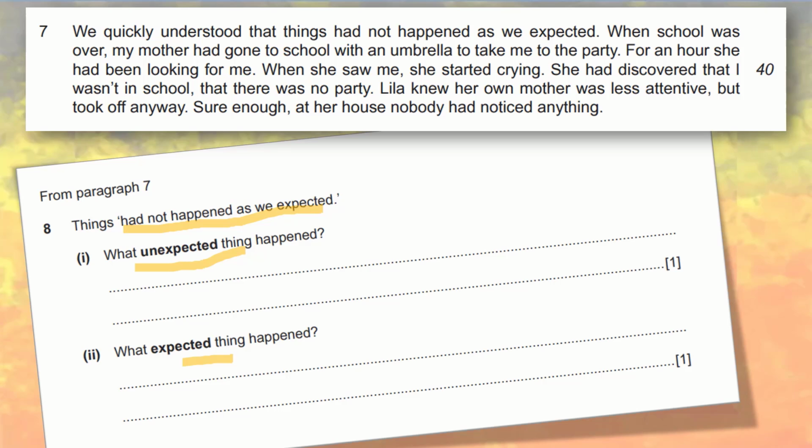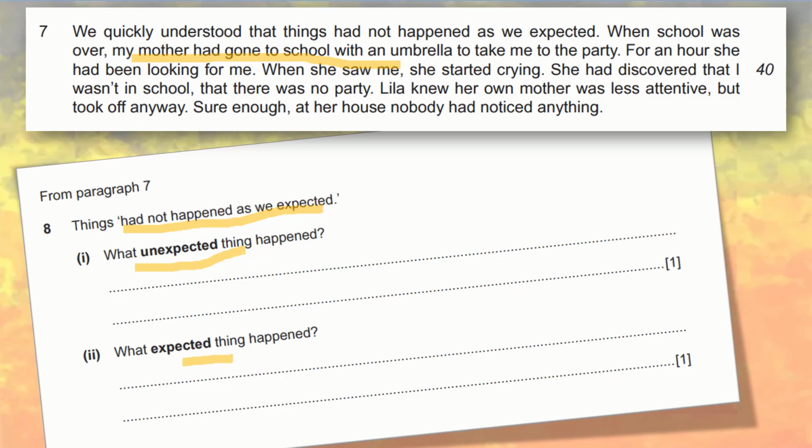"When school was over, my mother had gone to school with an umbrella to take me to the party." So what happened is that as it started raining, the mother decided that she would go and take the girls to the party, and it was an hour that she had been looking for them. So she knew that the girls were not at school, but contrarily, Leela's parents did not know. So you can easily tell what was the unexpected thing and what was the expected thing.